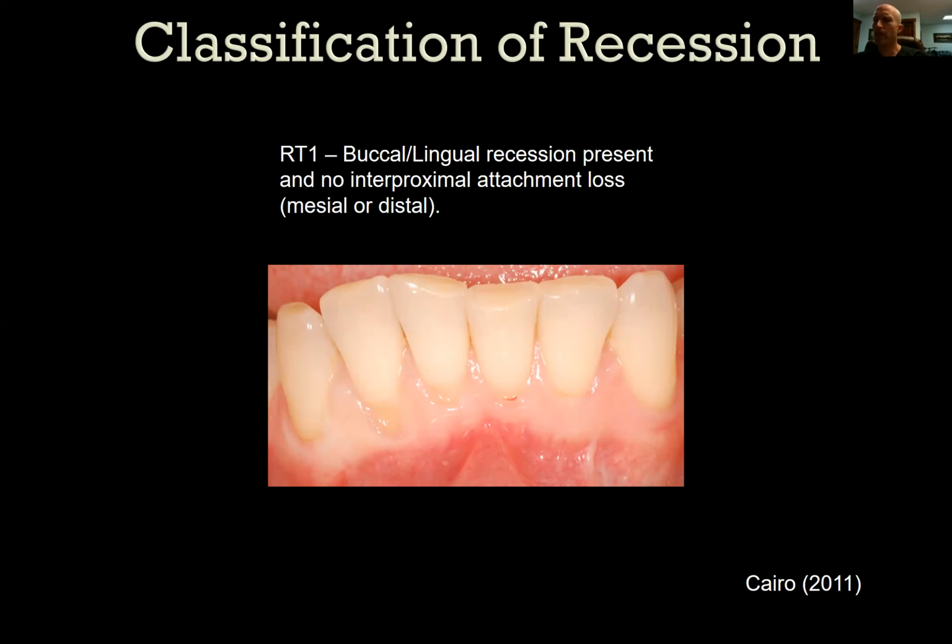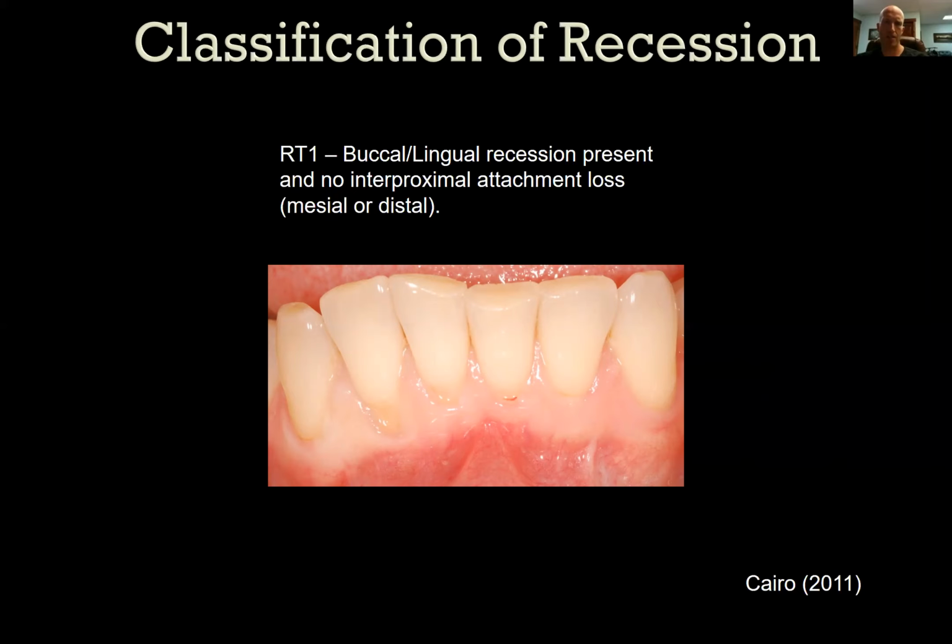So let's look first at some different classifications of recession. The system that I currently use for classifying recession was developed in 2011 by Francesco Cairo. It's a very simple system, RT1, RT2, RT3. With RT1, we have buccal or lingual recession and no loss of interproximal attachment. So here's an image to demonstrate that.